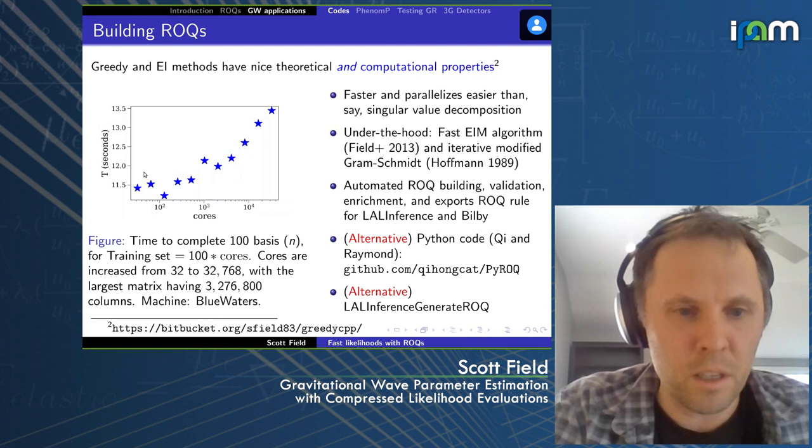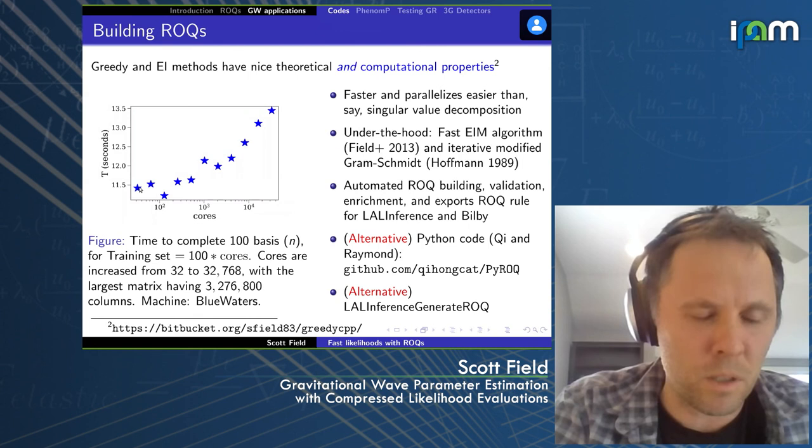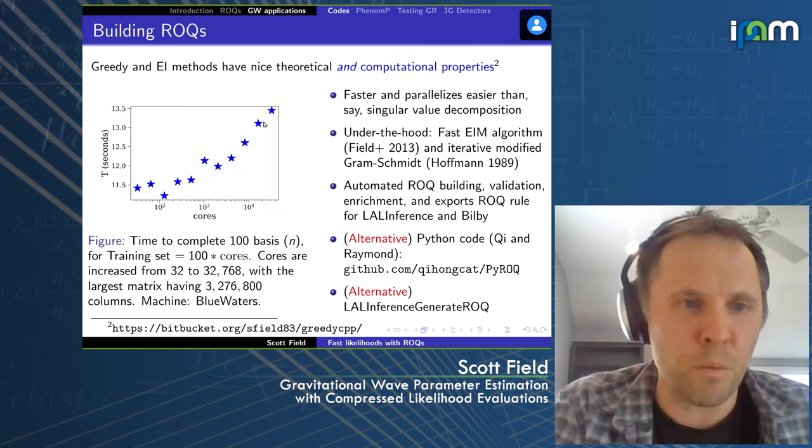So the matrix that has roughly 3,000 columns here, and this one has, well, a lot more, I guess 3 million or so, roughly the runtime to compress these matrices is effectively the same because of parallelization.